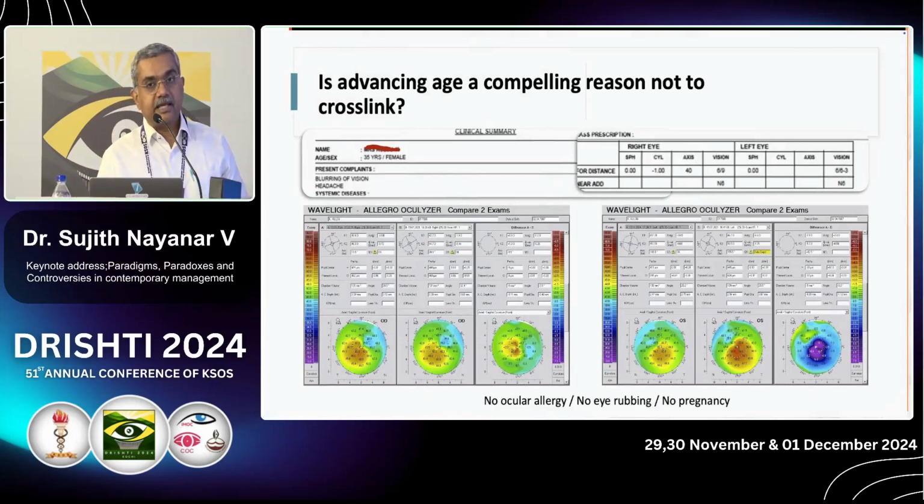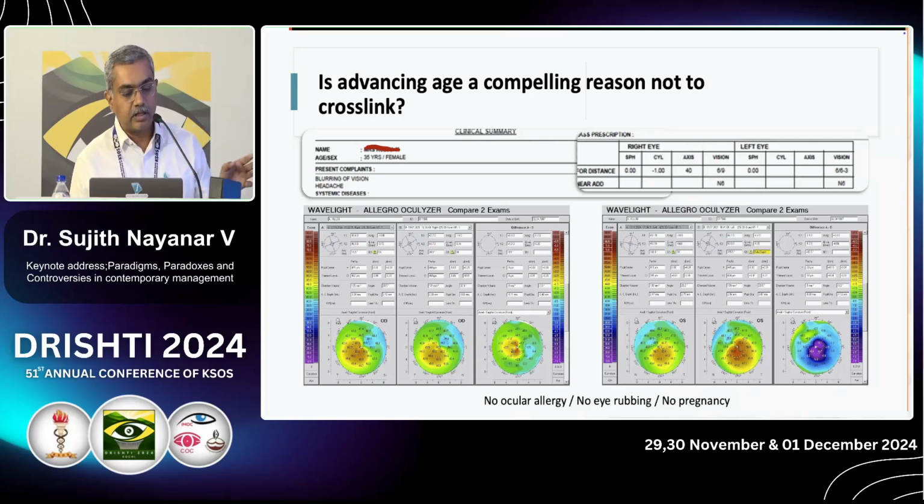So advancing age, we normally don't try to cross-link anyone above 35 or 40. But this is a classical example in which one eye I had cross-linked is good, happy, a little bit of scarring is there, but it has achieved the flattening, and the patient is having unaided good vision. The right eye was not cross-linked because of the advanced age, it is actually showing signs of progression, and there were no absolute risk factors which we normally look for.